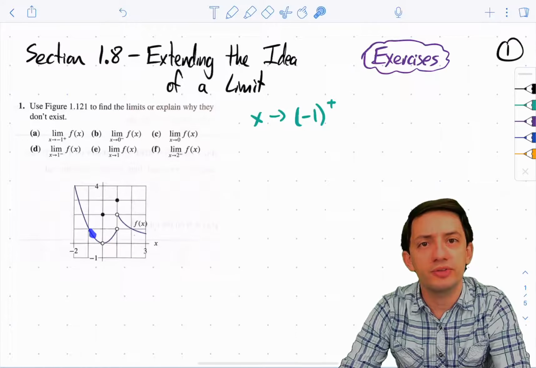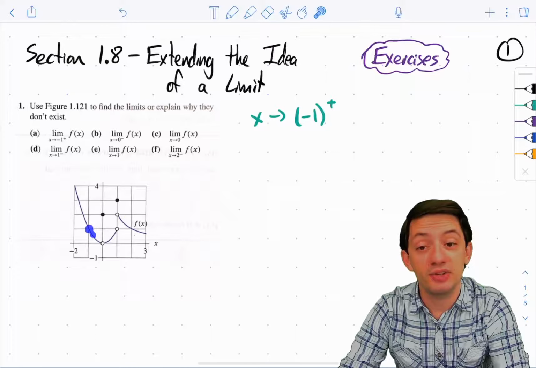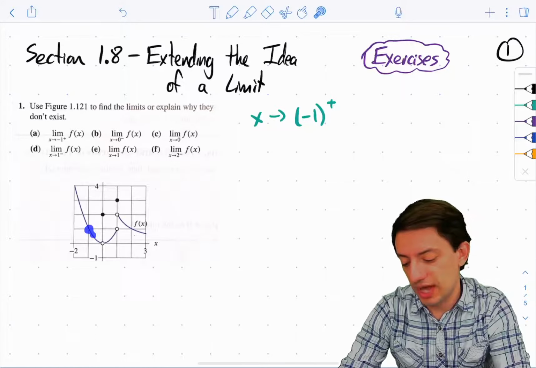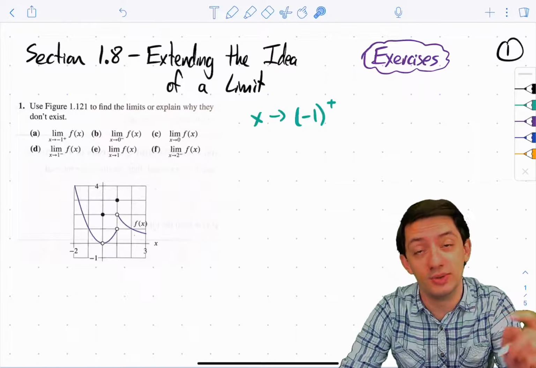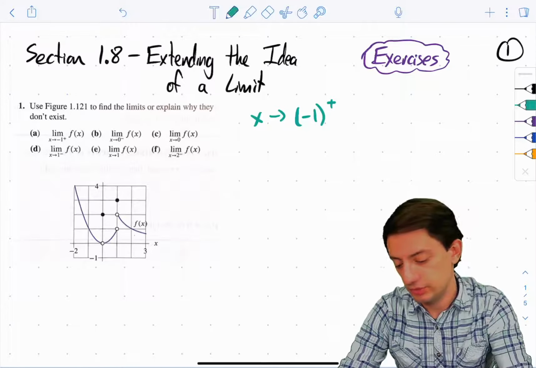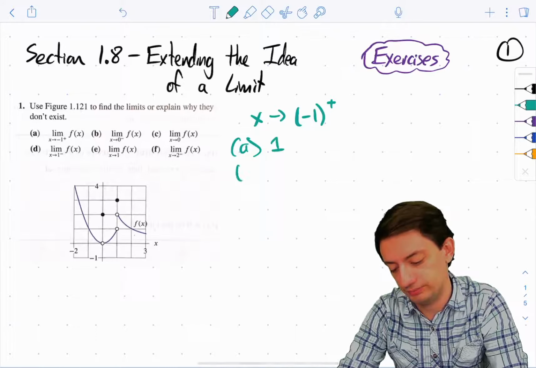And what does it look like the function should be? Well, it looks like it should be 1. Now in this case, the function is actually 1 there, but that's irrelevant for the limit. It just happens that right here, the function is continuous. And if you remember, if a function is continuous, the limit there is just the value of the function. So A just looks like it's 1.